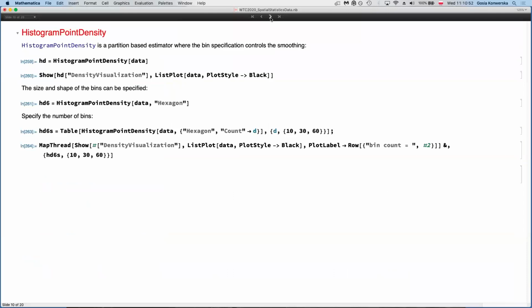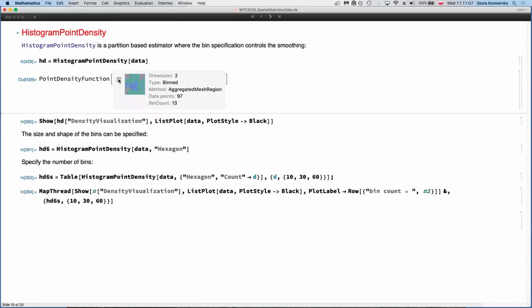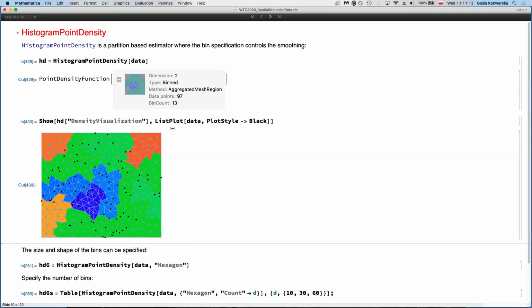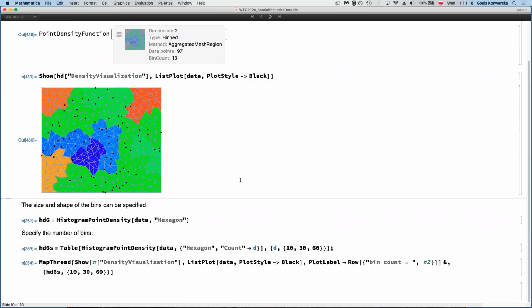Histogram point density is a partition-based estimator, and the bin specification will control the smoothing. So automatically, this is what we get when we want to compute histogram point density on data. It's a binning, which is an aggregated mesh method. And to show it better with the points, we see that the bins have their own color, and we can specify the shape of the bins.